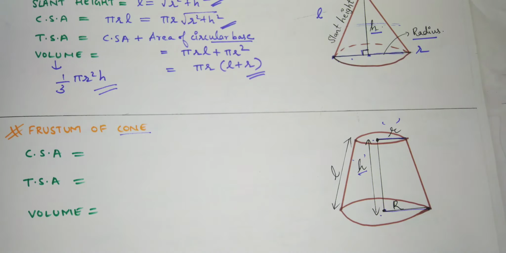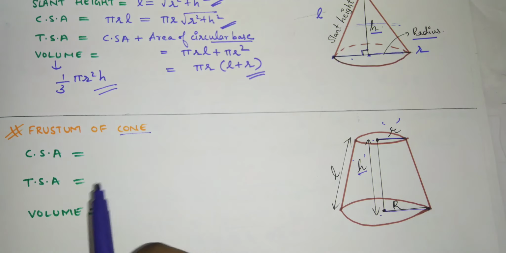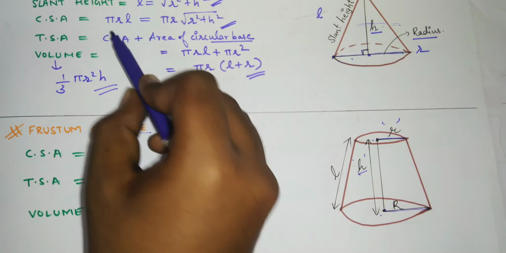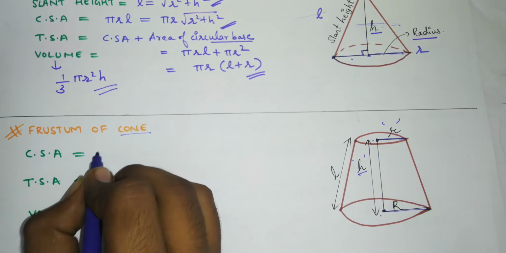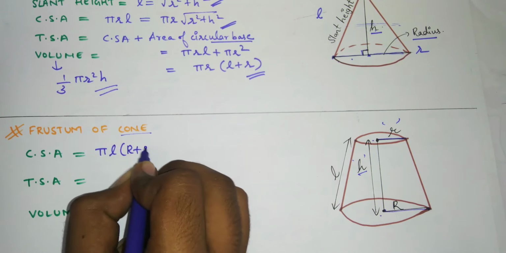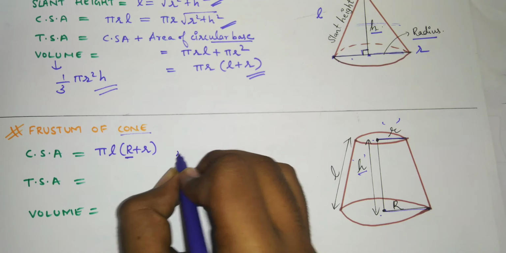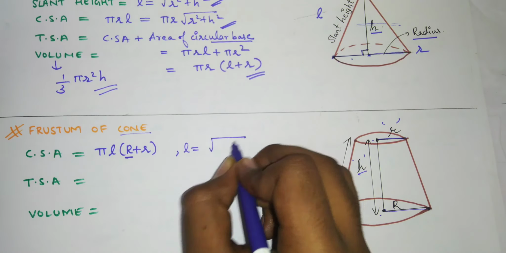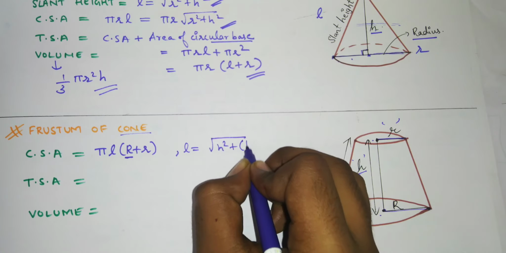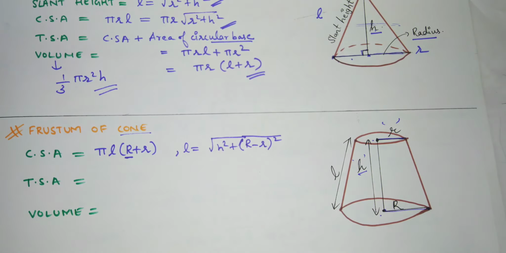Now let us move on to the CSA. The CSA of frustum of cone: for the cone its CSA is pi r L, and for this it will be pi L into R plus r, bigger radius plus smaller radius. That's it. Where L is the square root of h square plus R minus r the whole square. That's the difference.